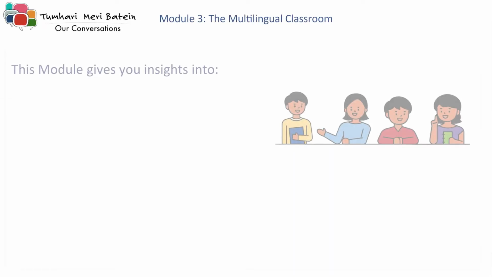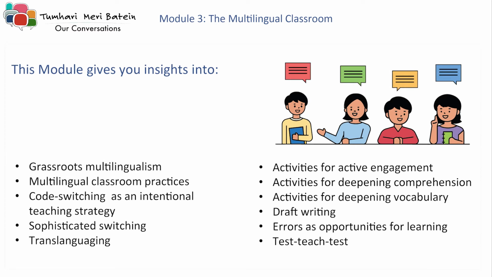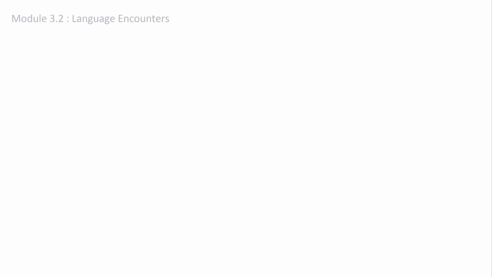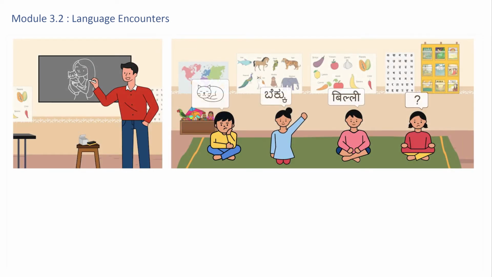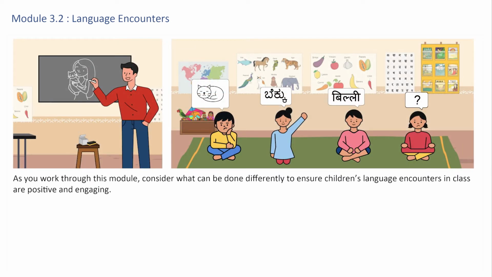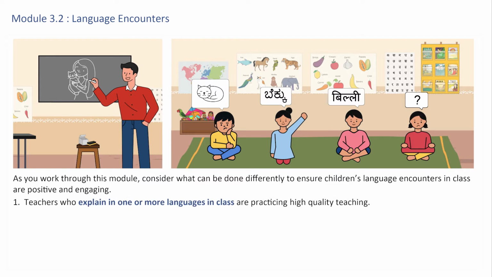In the second unit of the multilingual classroom, we will cover code switching as an intentional teaching strategy, translanguaging, activities for active engagement, and why draft writing is useful for language learning. As you work through this module, consider what can be done differently to ensure that children's language encounters in class are positive and engaging. Teachers who explain in one or more languages in class are practicing high-quality teaching.